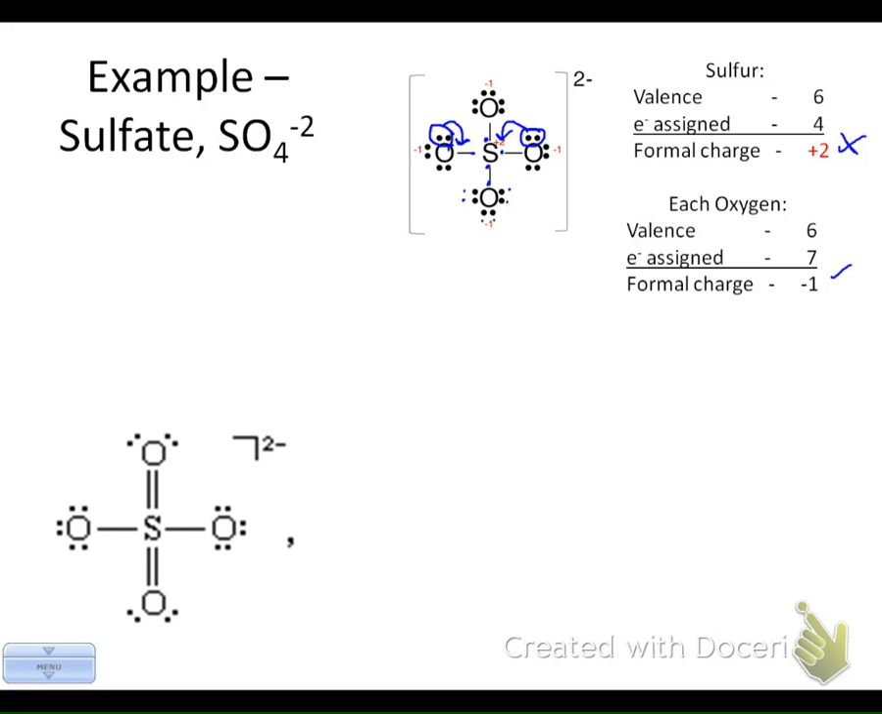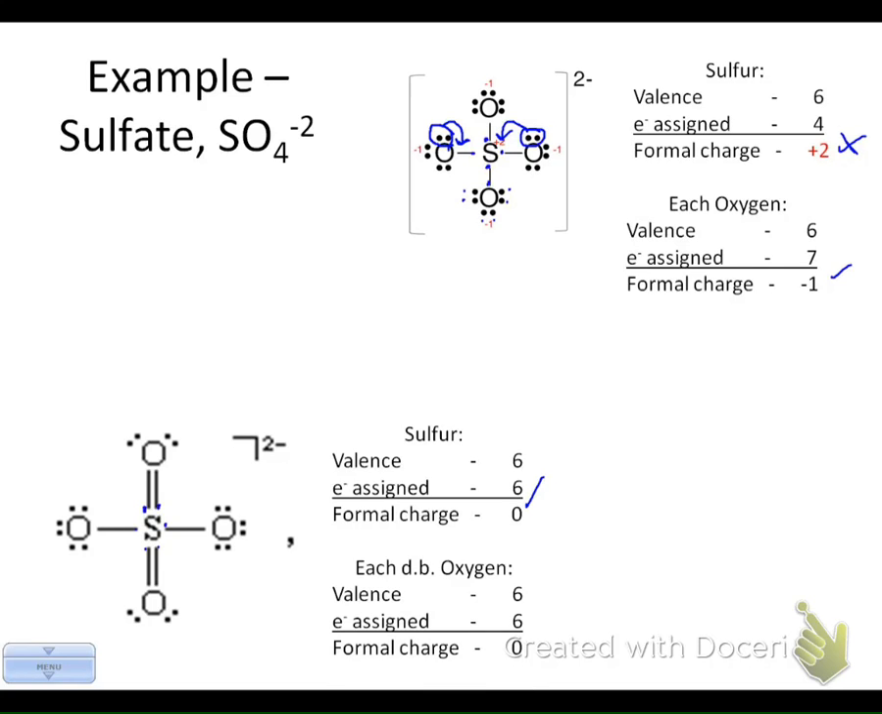Now, let's check the math, see how it fixed itself. If we redo the formal charge for sulfur, we'll see a valence still 6. Now the electrons assigned are 6. Let's count those together. We have 1, 2, 3, 4, 5, and 6. So that's where I got the second 6. Now the formal charge is 0, which is perfect.